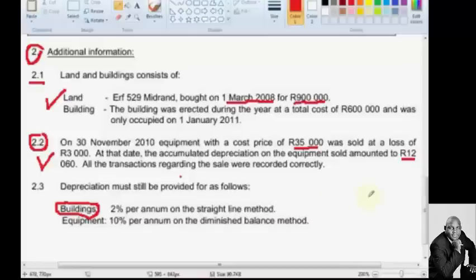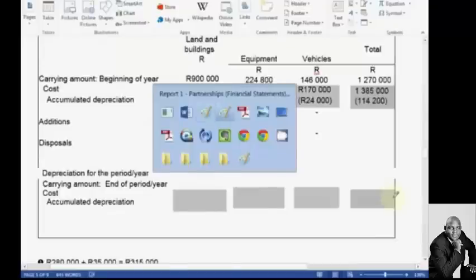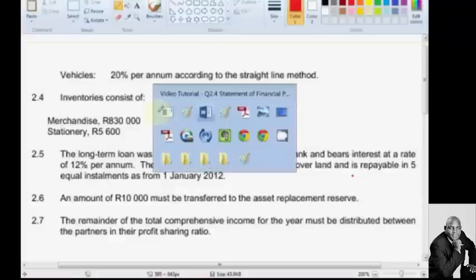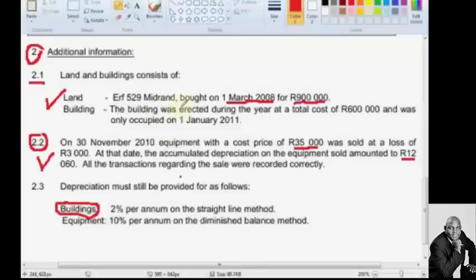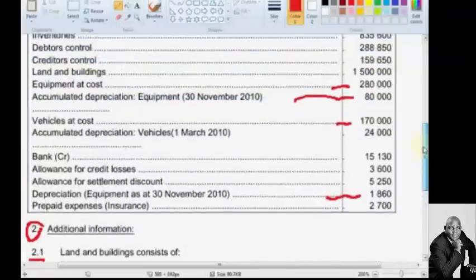Depreciation must still be provided. We'll do that once we calculate depreciation for the year. For the year ended, which is the current year that we focused on. And then inventory consists of, we don't need that for now. And then the long-term loan amount transferred. Okay, so it looks like we're done with additions, just that small part that we have to go back to. Okay, let's go to our trial balance.